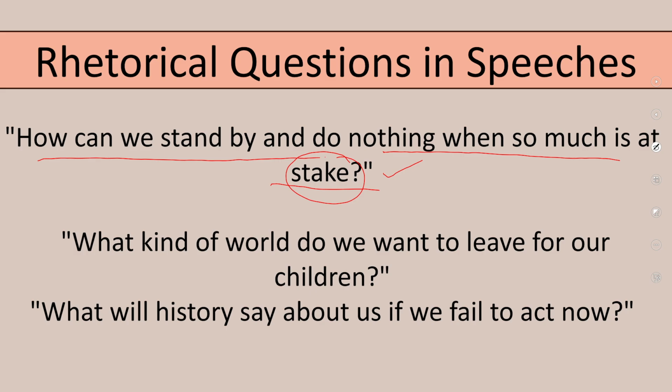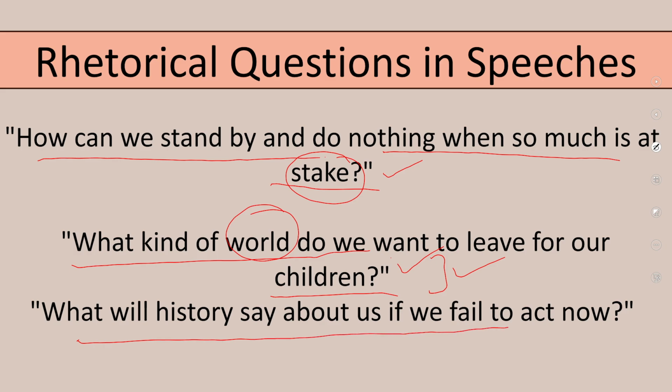Another example is, what kind of world do we want to leave for our children? It means that we need to leave a good world, a better world for our children. So this will let the listeners, the audience, think about it. What are we doing wrong? We need to do the right thing for our children and we want to make the world better. What will history say about us if we fail to act now?